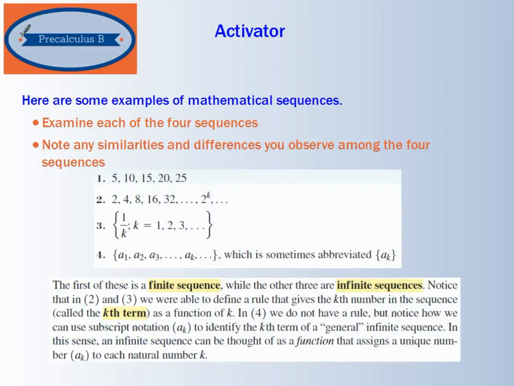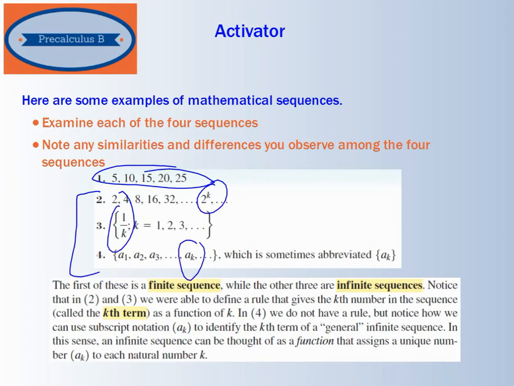In the activator, the first sequence that we looked at was what we call a finite sequence because it ends at 25. The other three are what we would call infinite sequences because they continue on infinitely. That's what that dot dot dot and the 2 to the k or the 1 over k or a sub k, all of those are representing that we're going to have an infinite number of terms in our sequence, and k just represents whichever term we are looking at, or the kth term.